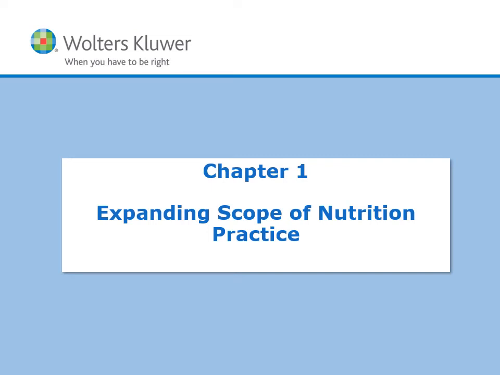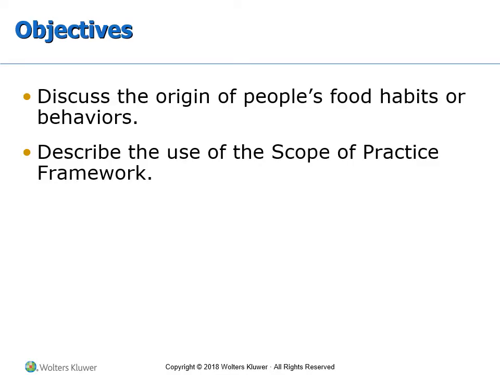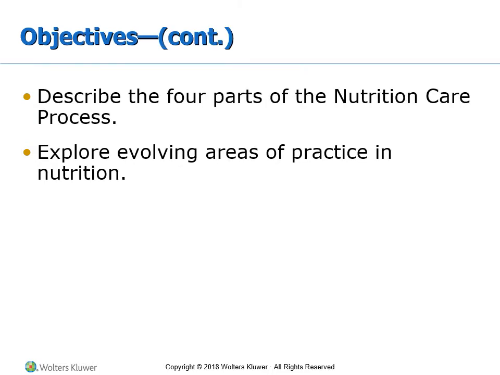In this chapter, we'll talk about expanding the scope of nutrition practice and really looking at the nutrition care process and counseling. So the objectives, right, the focus of this chapter is discussing the origins of people's food habits and behaviors and describing the use of the scope of practice framework. We'll also describe the 4 parts of the nutrition care process. This should be a review, and explore evolving areas of practice in nutrition.